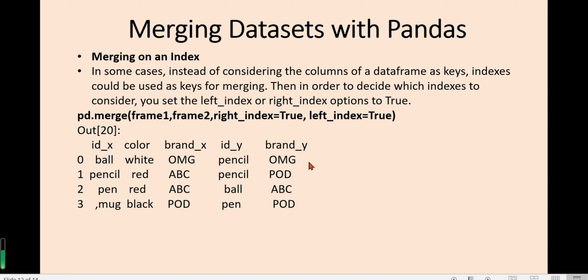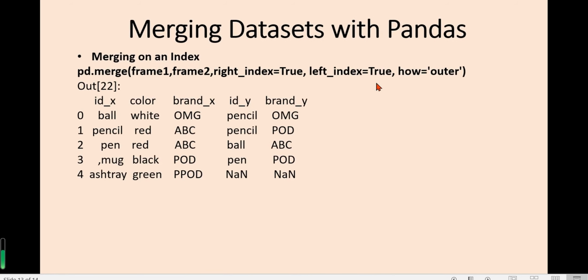In the join, only the intersection of their index will be merged. And we can also set the option how to outer, so the result for the index will be 5 rows.